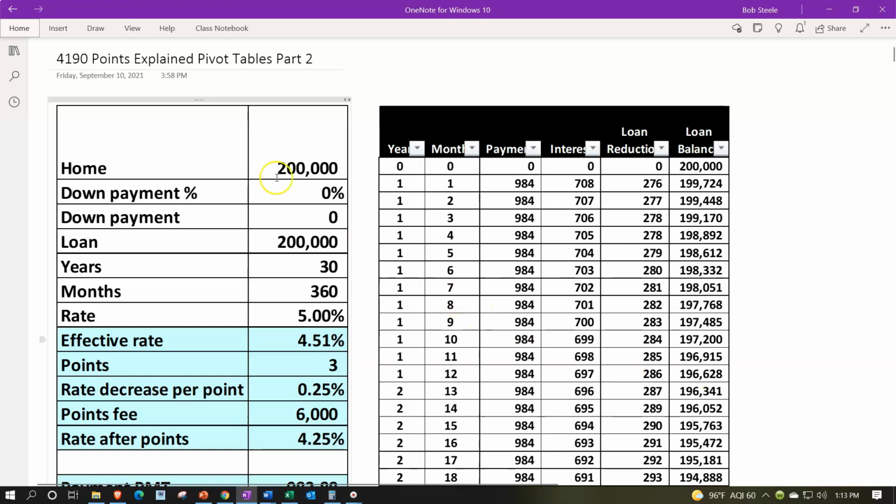So we have our starting scenario here. We're going to say the home is $200,000, nothing down, just to keep the loan nice and easy at $200,000. We're going to have a 30-year loan. The months then are going to be 360.